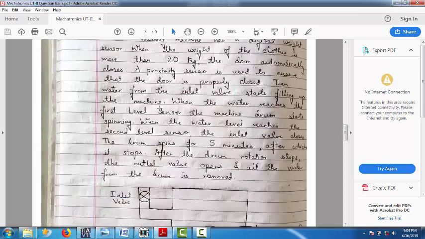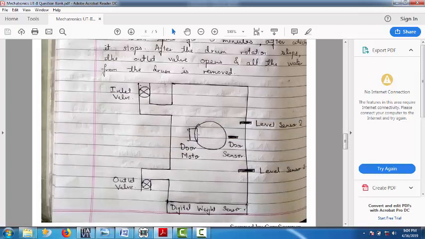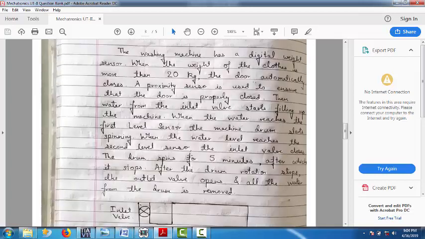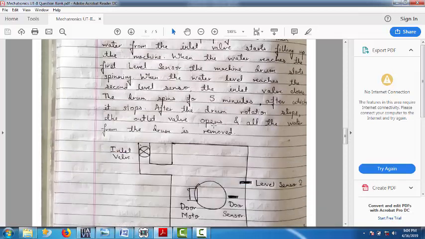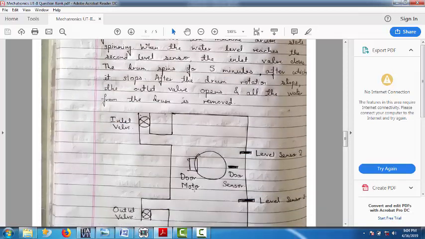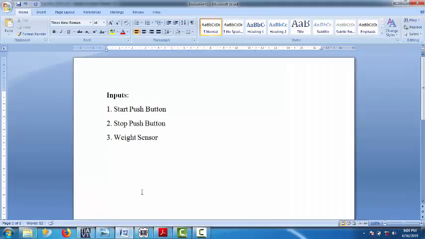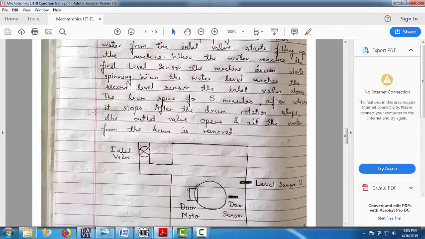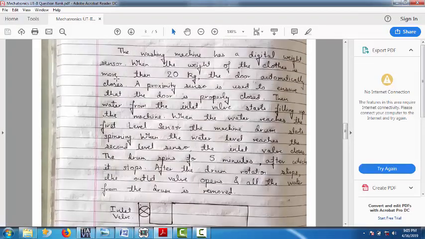After that, when the weight of the clothes is more than 20 kg, the door automatically closes. They have shown in the diagram there is a door motor which actually closes the door. It is performing a motion, it is doing some action, so it is not an input, it is an actuator. And being an actuator, it is an output. So your door closing because of the door motor, that is an actuator, that is an output. So your output will be the door motor.